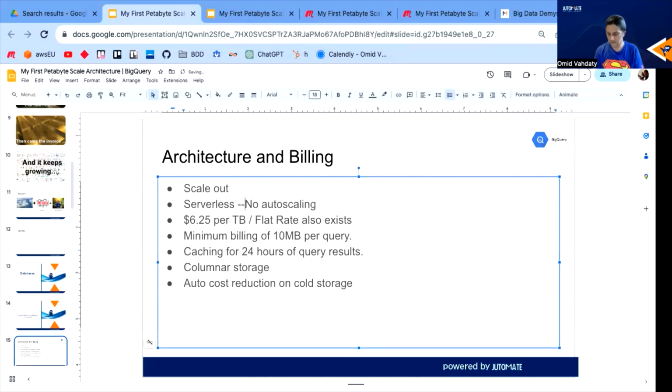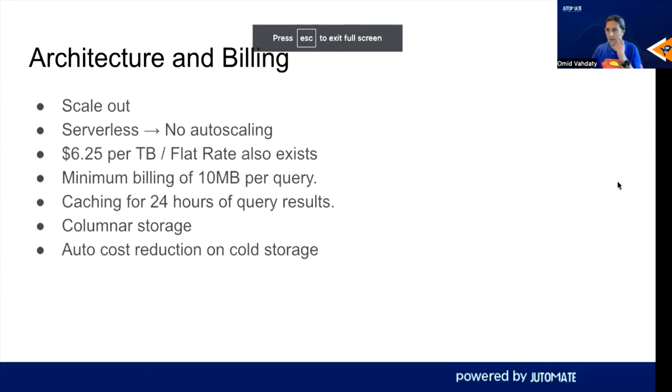Let's add the word serverless here. Serverless. All you can do is reserve resources and pay a fixed price instead of pay as you go. But if you choose to pay as you go, you are going as tight as you humanly can. And the price would be $6.25 per terabyte. It's a recent price increase, I think, from last July.